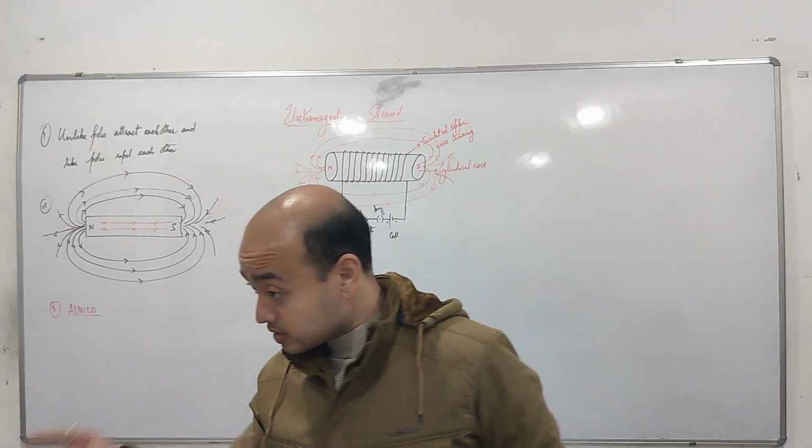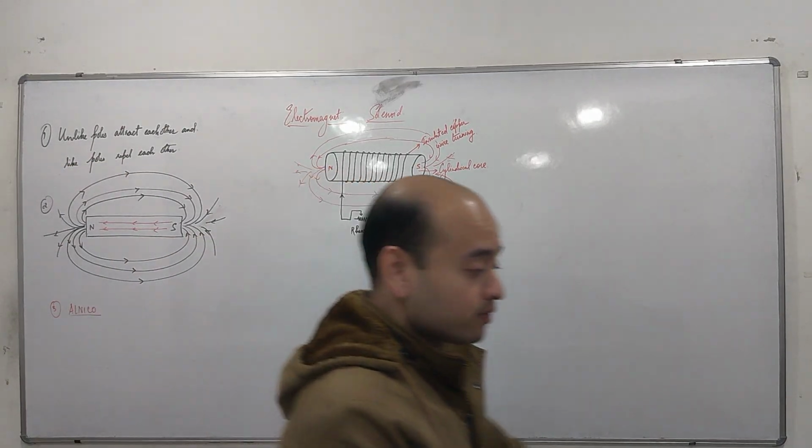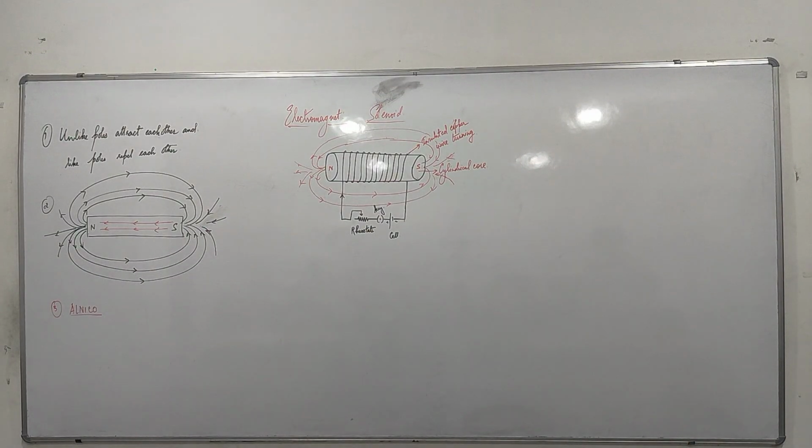Next point I need to say. It has also been observed that the magnitude of deflection shown by the compass needle depends upon the magnitude of electric current flowing through the current carrying wire.